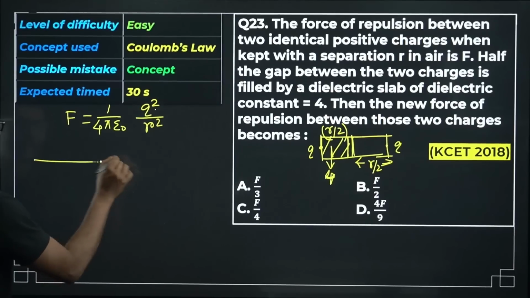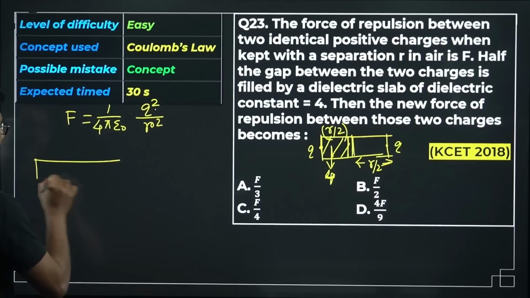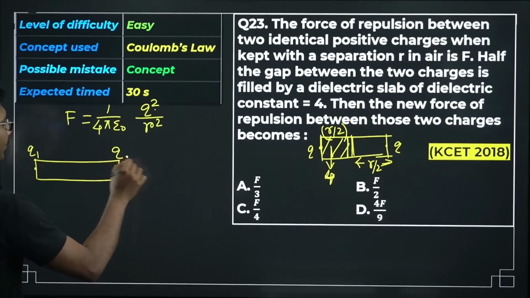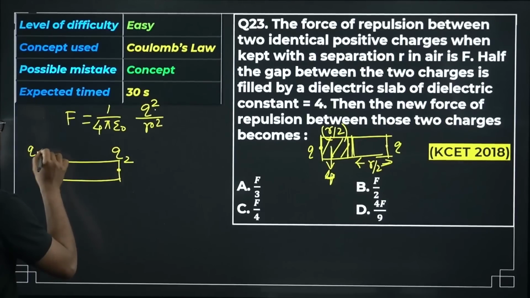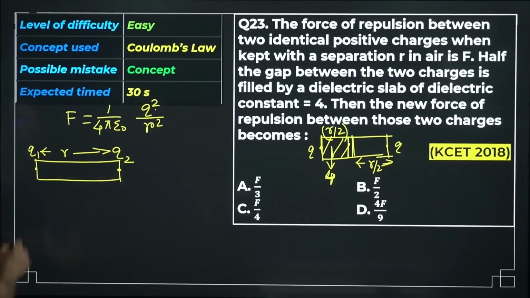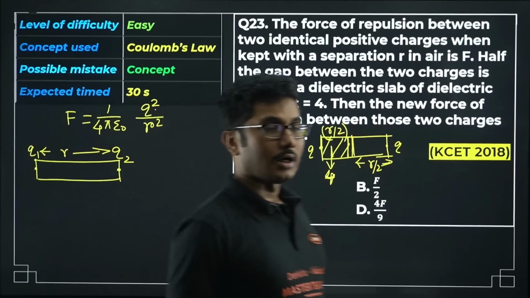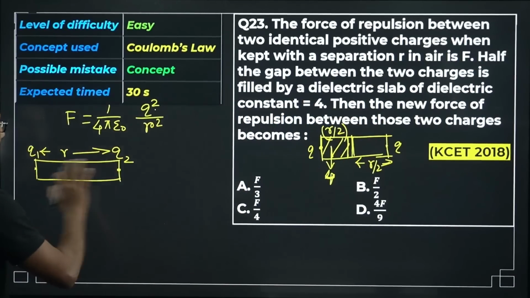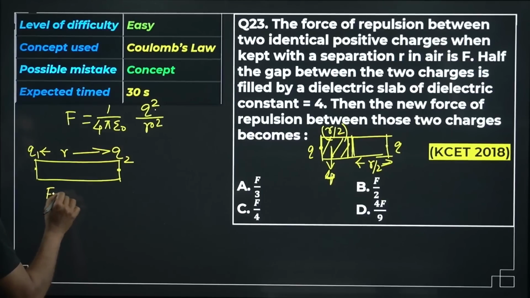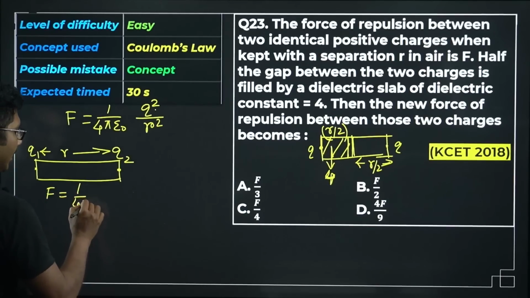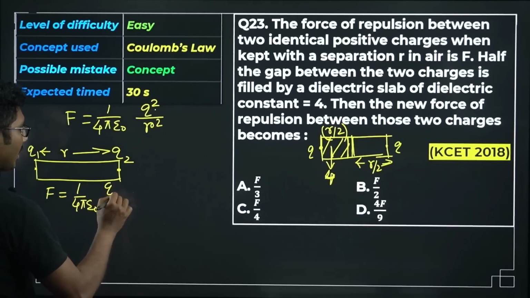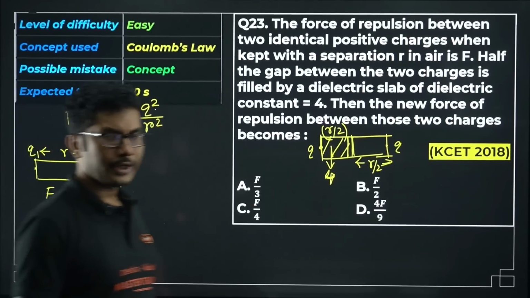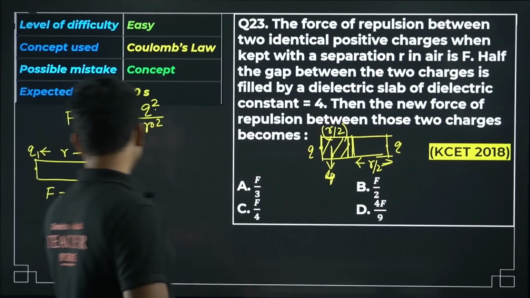Suppose you have two charges q1 and q2. They are separated by a distance small r. Initially they are in air, so the force between them was 1 by 4 pi epsilon naught q1 q2 by r square. So this is the initial force between them.